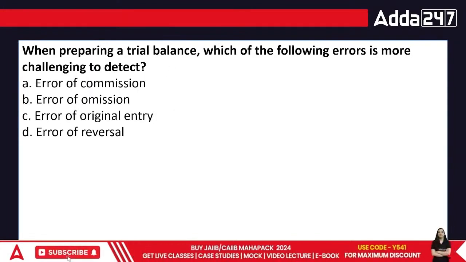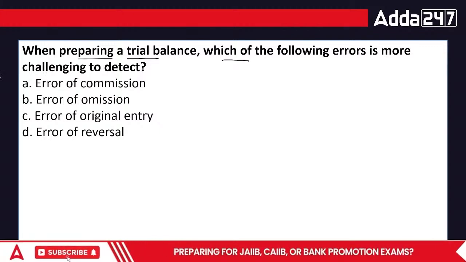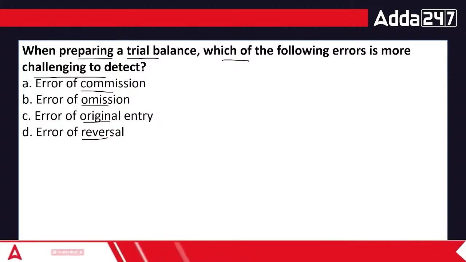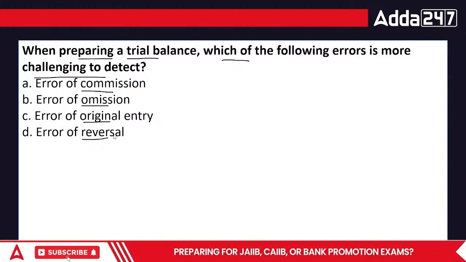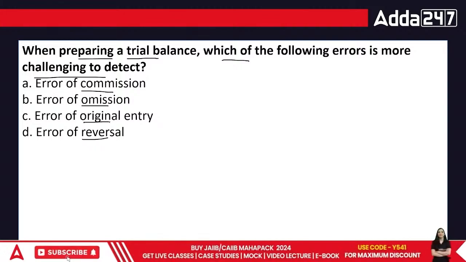Okay. Now moving on to the next question. It says when preparing a trial balance, which of the following errors is more challenging to detect? Commission, omission, original entry, or reversal? So, say difficult. One of the most difficult errors is what? Error of original entry.